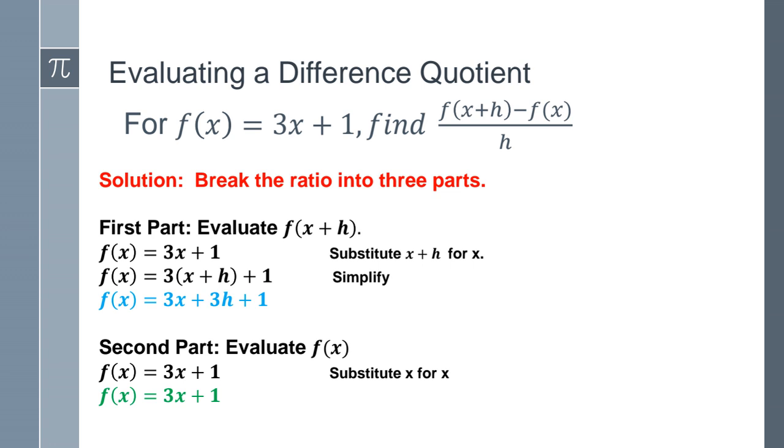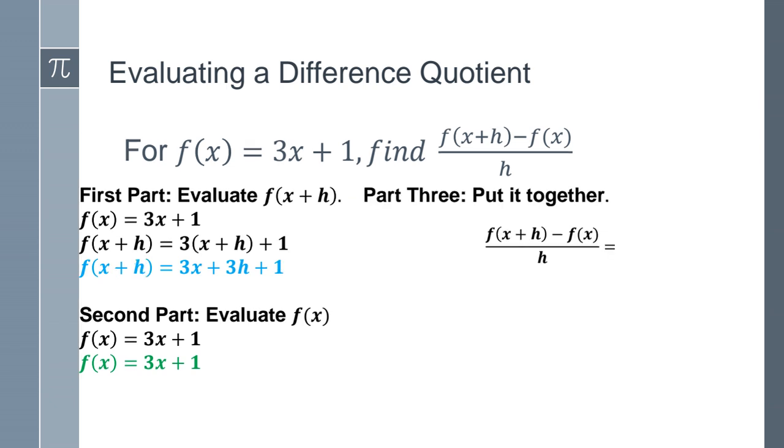Okay, so I have these two parts. Part 1 is in blue. My part 2 is in green. Let's put it together. I'm putting it into the formula given for the difference quotient. So again, my first part, the f of x plus h, was the blue one, 3x plus 3h plus 1, minus the f of x, which was in green, 3x plus 1, divided by h. Okay, so again, before I can simplify, I have to take care of the subtraction because I have a parentheses with two terms. I have to distribute that sign.